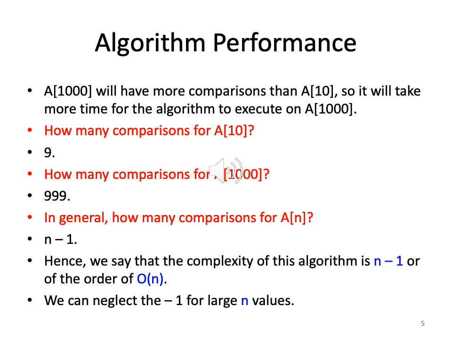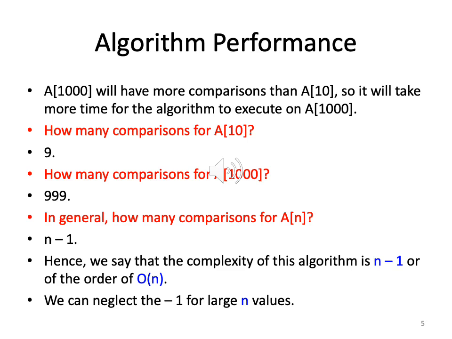9, because A0 already is in max, and so you have to look at A1 up till A9. Okay, so one less, so 9. How many comparisons for A1000? 999. So if we generalize, how many comparisons for AN? N minus 1. So we observe that for an input size of n, for an array AN, the number of comparisons would be n minus 1. So I hope you can see that.